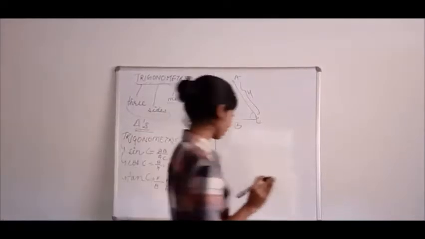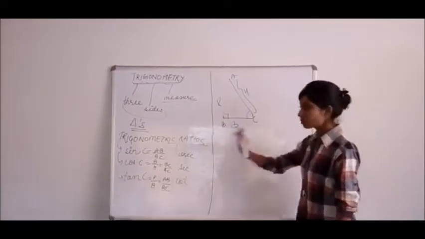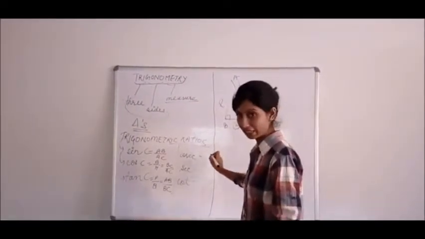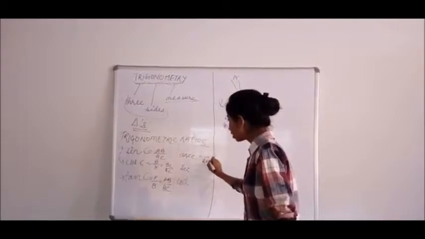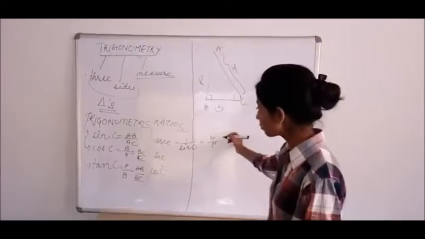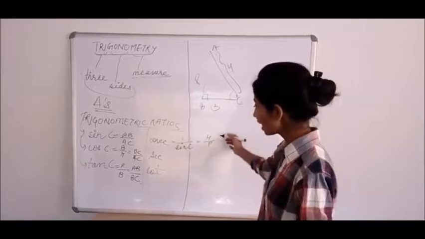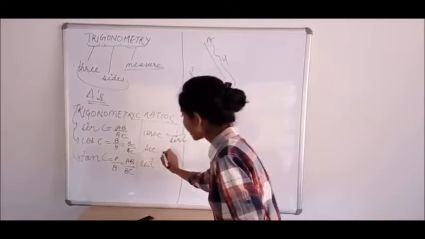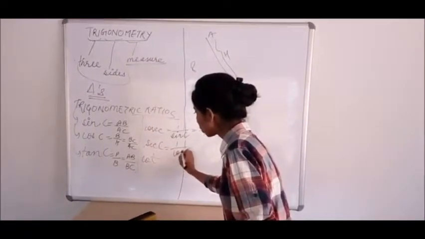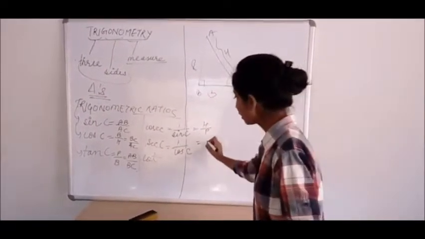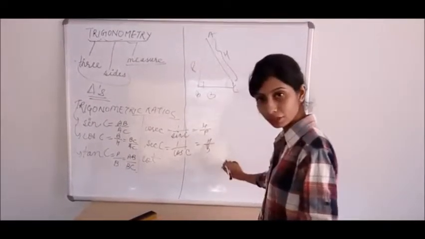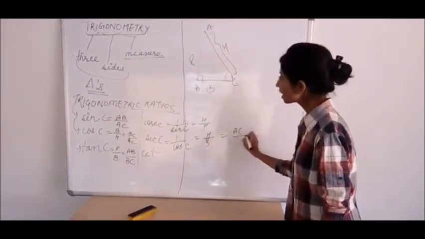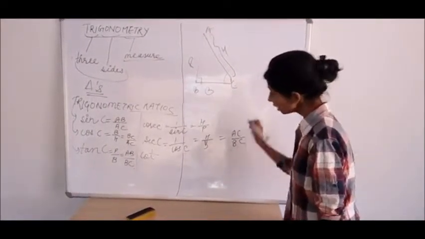The other three trigonometric ratios are reciprocals of the previous ones. Cosec is the reciprocal of sine, so we can write it as 1 upon sine C, which from the sine C formula is H upon P. Sec is the reciprocal of cosine of C, so secant of C is H upon B, hypotenuse upon base. Hypotenuse in our triangle is AC and base is BC.